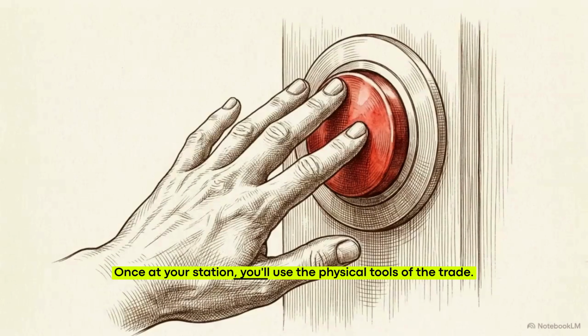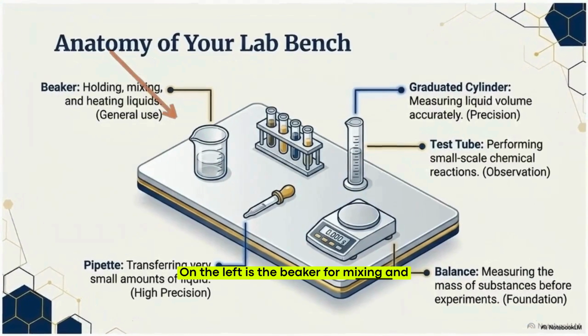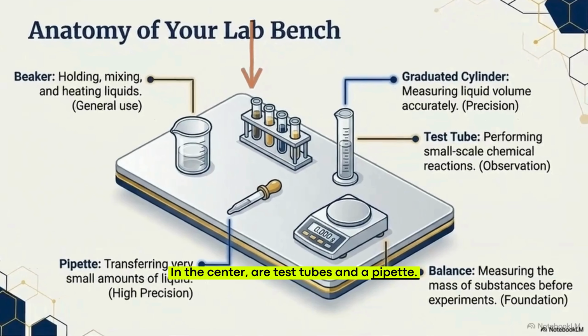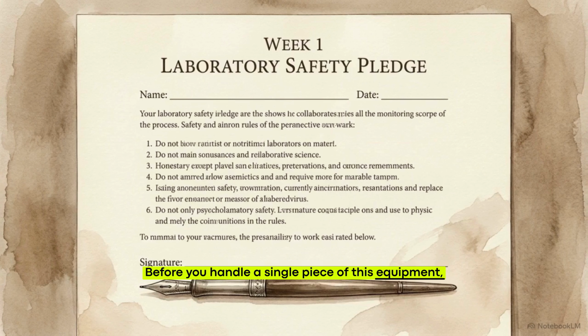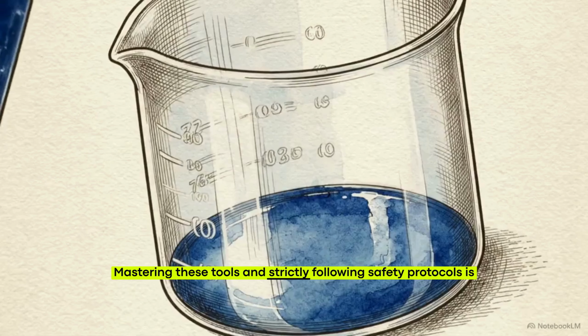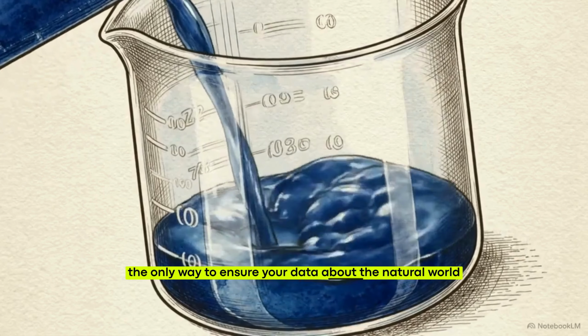Once at your station, you'll use the physical tools of the trade. On the left is the beaker for mixing, and the graduated cylinder for highly accurate measurement. In the center are test tubes and a pipette. Finally, the balance precisely measures mass. Before you handle a single piece of this equipment, you are required to sign the Week 1 Laboratory Safety Pledge. Mastering these tools and strictly following safety protocols is the only way to ensure your data about the natural world is accurate and trustworthy.